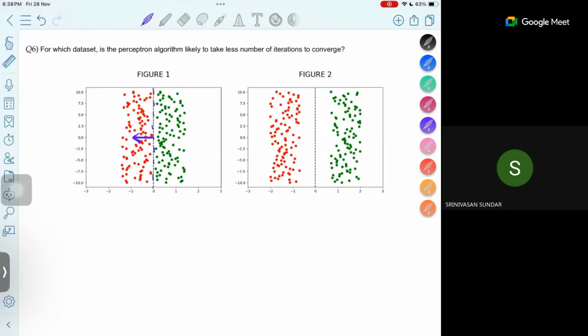Are you following until this point? Yes, sir. And if I come up with any other W, for example some W like this, then the decision boundary will shift something like this. But then perceptron will not converge because there are some misclassifications here and here. Even if I come up with this W, which is very close to this one, it won't converge. It will have to keep running for more and more iterations, correct?